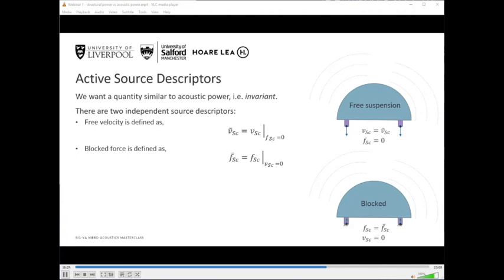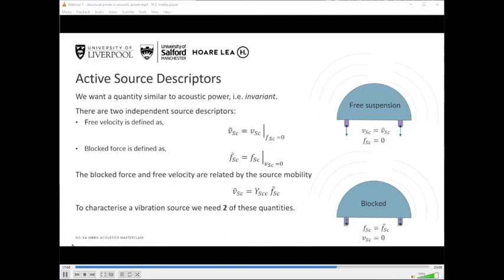The blocked force is defined as the force at the connection of the source when the velocity is constrained to be zero. This means that the contacts are rigidly constrained. So this is equivalent to the force present at the connection if the source was attached to, for example, an infinitely rigid test bench. Now you can see just from their definitions how neither of these two quantities depend on what the source is attached to. This makes them independent source descriptors.